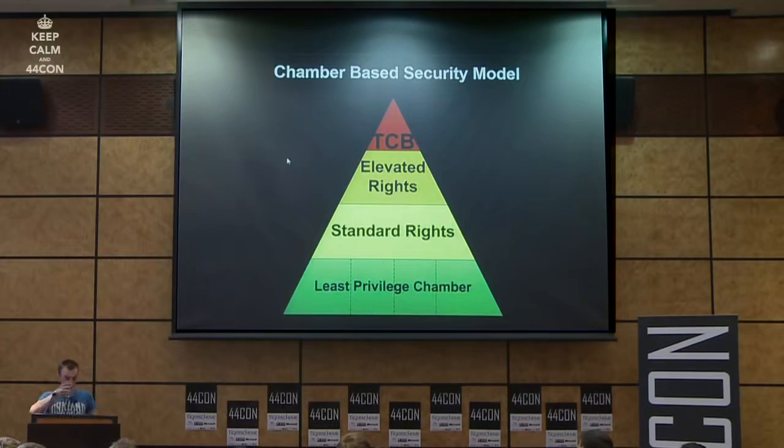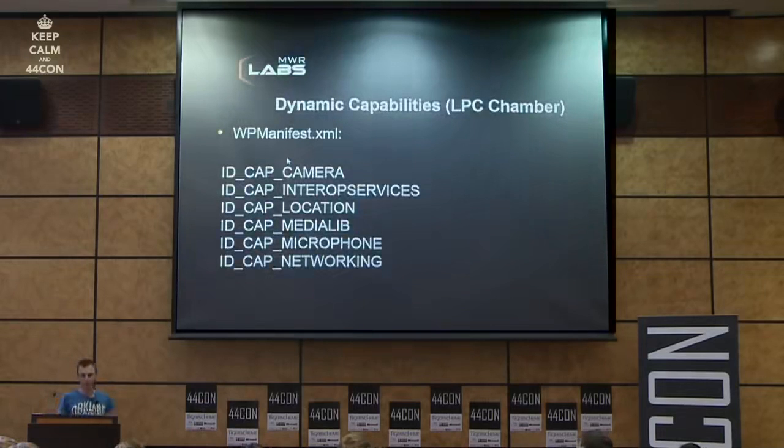The least privilege chamber is where the marketplace applications run. When you install an application from the marketplace, it's downloaded and deployed with the permissions of the least privilege chamber. Now, the first three chambers, the TCB, elevated rights, and standard rights, are fixed permission sets, so you can't change their permissions. They're all defined by the security policy in the operating system, which I'm going to cover later on. But the fourth one, the least privilege chamber, is controlled by capabilities in your application. So when you're developing an application, you specify what capabilities the application requires.